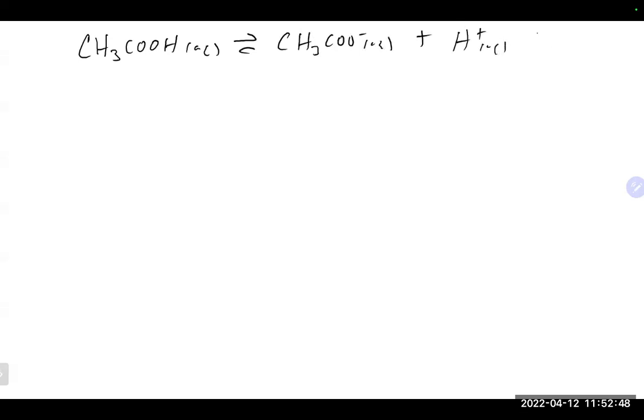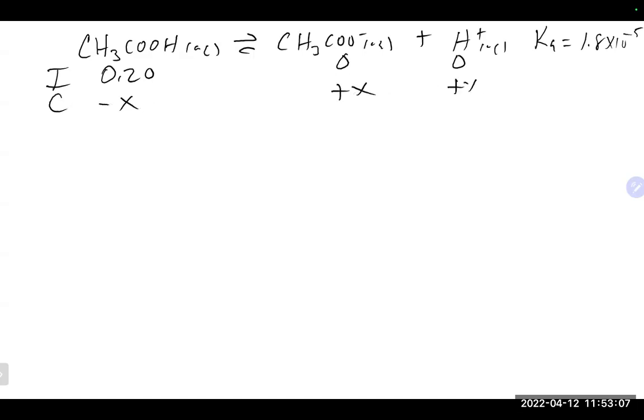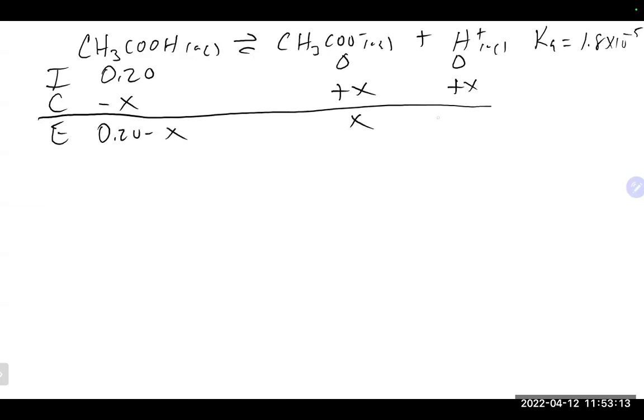We will take our acetic acid and dissociate it into a little bit of acetate and some H plus. That is going to equal our Ka value of 1.8 times 10 to the minus 5. We're going to do an ICE table like normal. It was 0.2, I believe, and we would do 0 and 0 here. Change would be minus x, plus x, which means at equilibrium 0.2 minus x, and x.